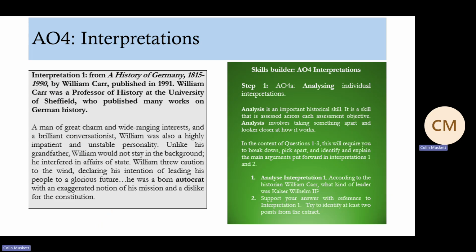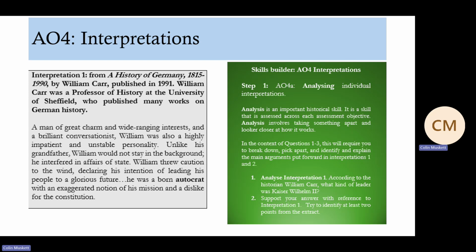Now, don't forget, in Germany, the exam paper, the first 3 questions are based on your inserts. You will have 2 interpretations, okay? And questions 1 to 3 are based on the 2 interpretations. So this is like the type of interpretation you will get. There hasn't yet been one on Kaiser Wilhelm, so this is one I put together from William Carr's book on Germany, published quite a long time ago now in 1991. This is something you can have a go at yourself as part of your wider exam preparation.